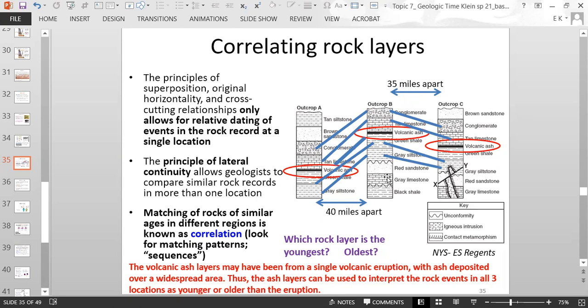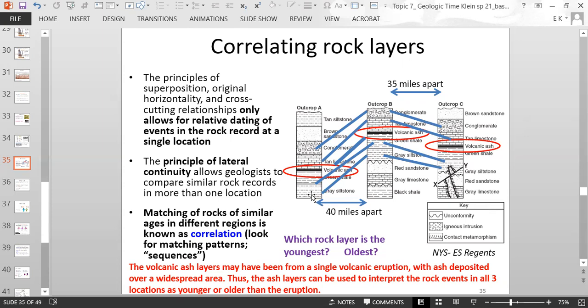So what is the rock layer that's completely the lowest out of all of the rock layers? You have to use the correlation and see what's the furthest lower down than anything else. So it's going to be black shale? Yes, that is correct. The black shale is going to be the oldest rock layer out of everything here.